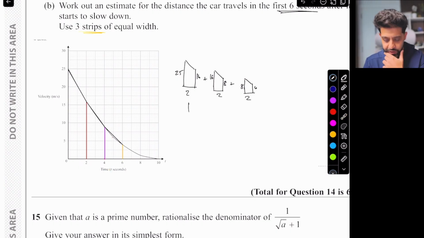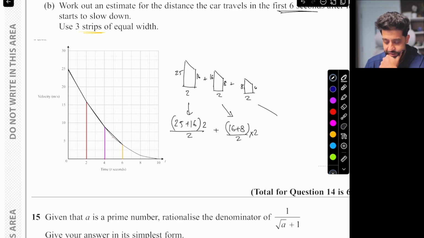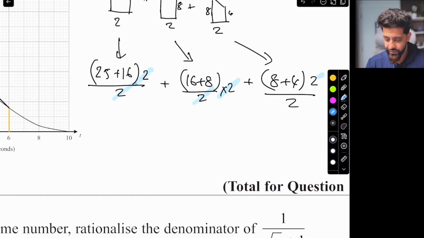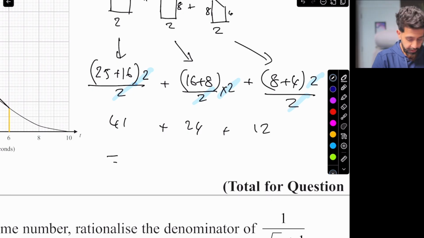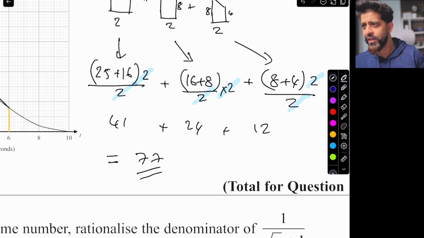So what's the area of a trapezium? The first one is going to be the 2 parallel sides added, 25 plus 16, times the h divided by 2. The second one is going to be 16 plus 8 divided by 2, or times by the height, whichever way you do it, it doesn't matter. And the last one is going to be 8 plus 4 times the height divided by 2. So essentially all of the 2's will cancel. So you're literally doing 25 plus 16, which is 41. 16 plus 8, which is 24. And 8 plus 4 is 12. You're adding them together. So 41 plus 24 plus 12, and you get 77.